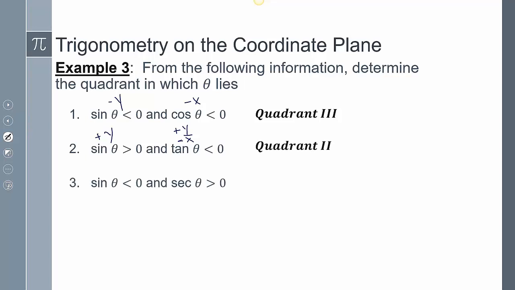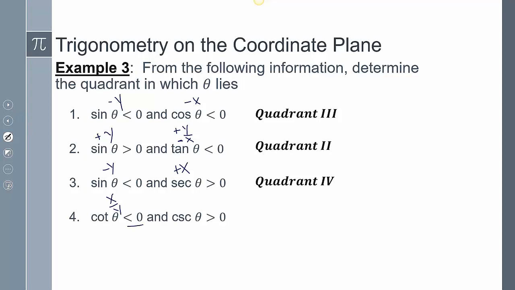My sine of theta here is less than 0, so that's y, and secant relates to cosine. Cosine relates to x, so that's going to be x. Well, sine is less than 0, so that's negative. And secant is greater than 0, so this is going to be positive. So the quadrant that has a negative y and a positive x is going to be quadrant 4. And then the last one, it says cotangent of theta is less than 0. Well, my cotangent is going to be x over y. Cosecant, it says it's less than 0 here, so I don't know which one's negative.